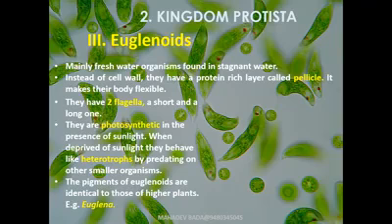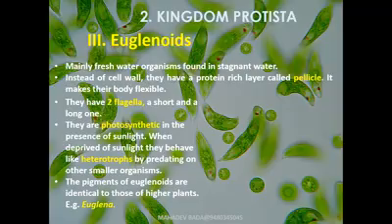Instead of a cell wall, they have a protein-rich layer called pellicle. It makes their body flexible, and they have two flagella, a short one and a long one. These flagella are helpful for the movement of the organism. They are photosynthetic in nature. In the presence of sunlight, they are able to prepare food. When deprived of sunlight, they behave like heterotrophs by predating on other smaller organisms.